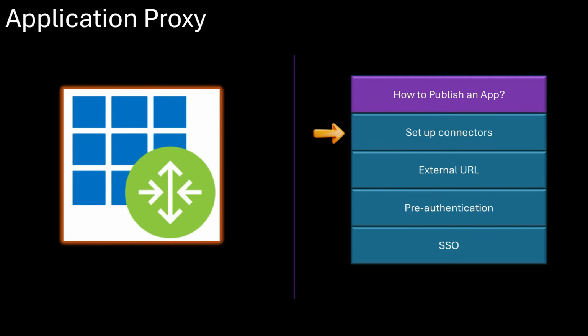How to publish a legacy app in this particular case? You set up your connectors and ensure they are active. You then go to the Microsoft Entra admin center and configure the app with external URL, pre-authentication, and SSO. External URL is what your users will access. Pre-authentication, set it to Microsoft Entra ID for secure access. And for SSO, map the app's internal authentication to Microsoft Entra ID.